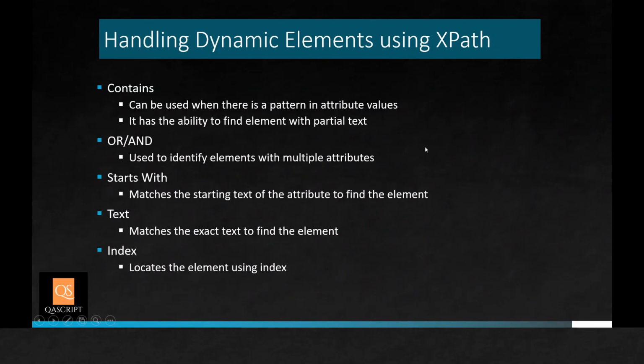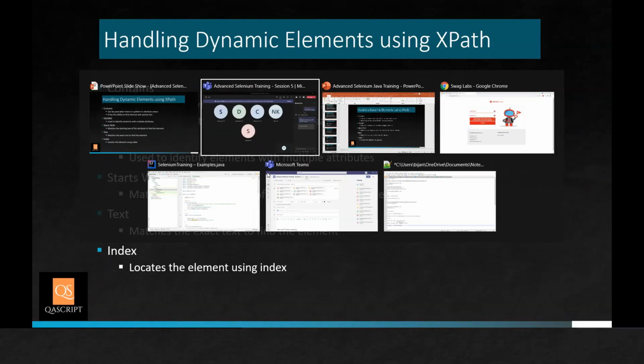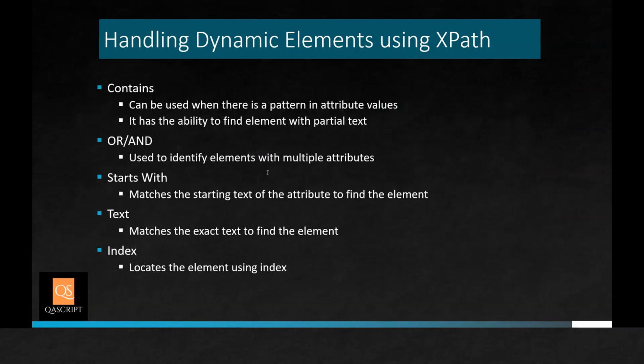Okay, so for example, if there are multiple buttons with the same name or ID, you can still identify them using the index. So these are the 5 methods which are present in XPath, using which you can identify different dynamic elements based on different scenarios. Okay, so let's see some examples of how we can work with this.